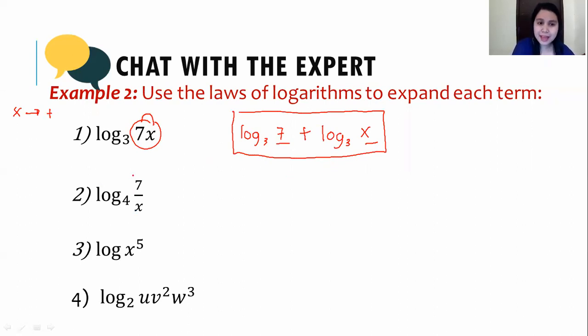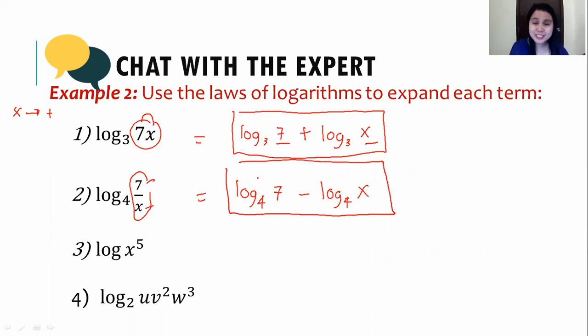Another, look at the antilogarithm. It's division. So we will have it in subtraction: log base 4 of 7 minus log base 4 of x. Any questions? Again, please feel free to raise your hand if you have questions. The next one, you check on your antilogarithm. There is an exponent. So the exponent goes first. We have 5 log x.